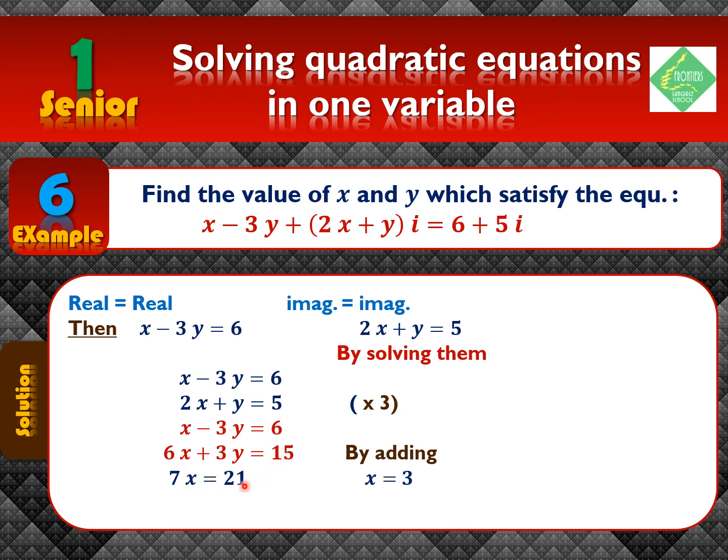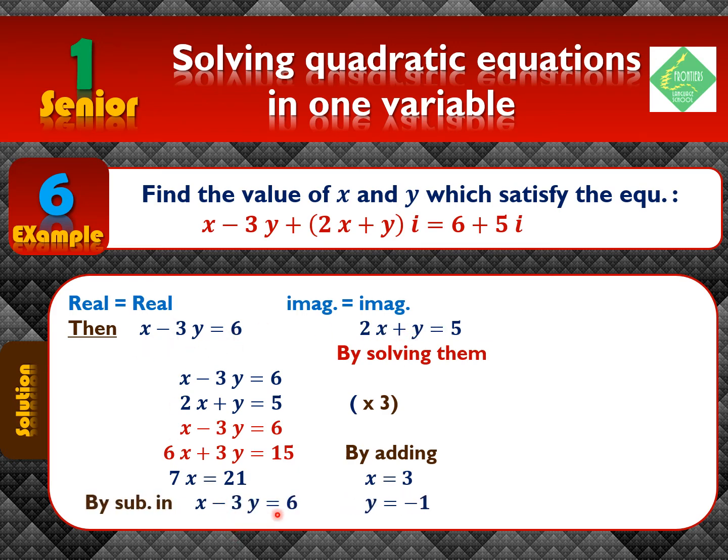6 plus 5, I get 21. Here I get x equals 3. Now I have x. I find one unknown variable. What about the other? Take this x equals 3 and substitute here or here. I am going to substitute here.